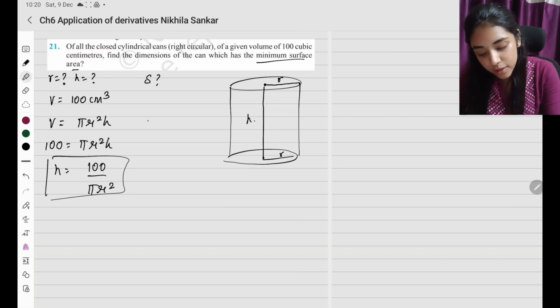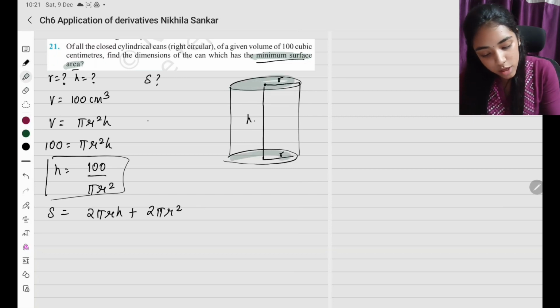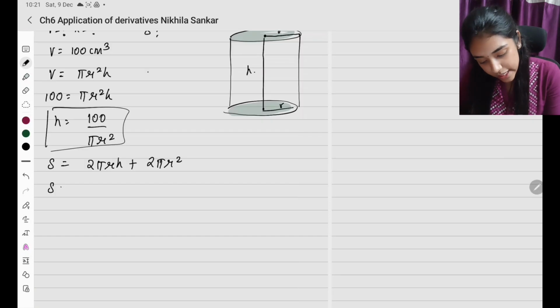Now they are asking for a minimum surface area. You see in the question, I need a minimum surface area. So the surface area of a cylinder is going to be curved surface area 2 pi r h plus 2 pi r square. How did we do it in the previous question? I have a pi r square in the top and pi r square in the bottom. I have S equals 2 pi r times, when I substitute for h, 100 divided by pi r square, plus here what do we have, 2 pi r square.